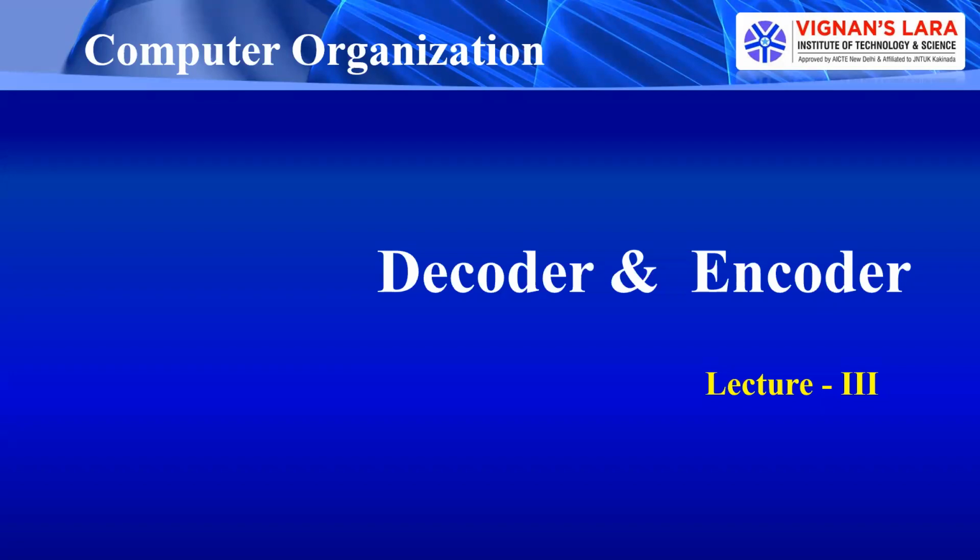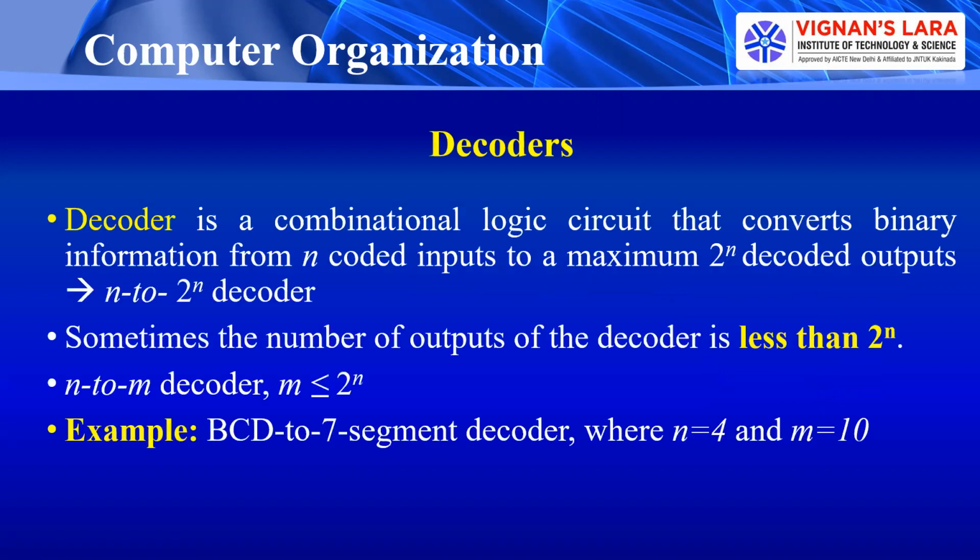For another lecture on combinational logic circuits, that is decoder and encoder. In previous classes, we learned about different combinational logic circuits like adder circuits, subtractor circuits, multiplexer, and demultiplexers. In this class, I'm going to discuss another type of combinational logic circuits. Those are decoders and encoders.